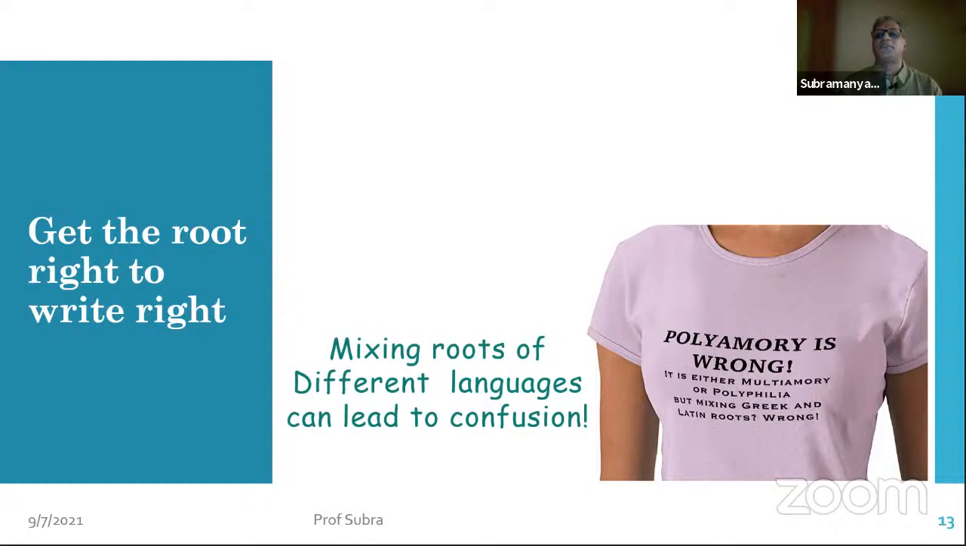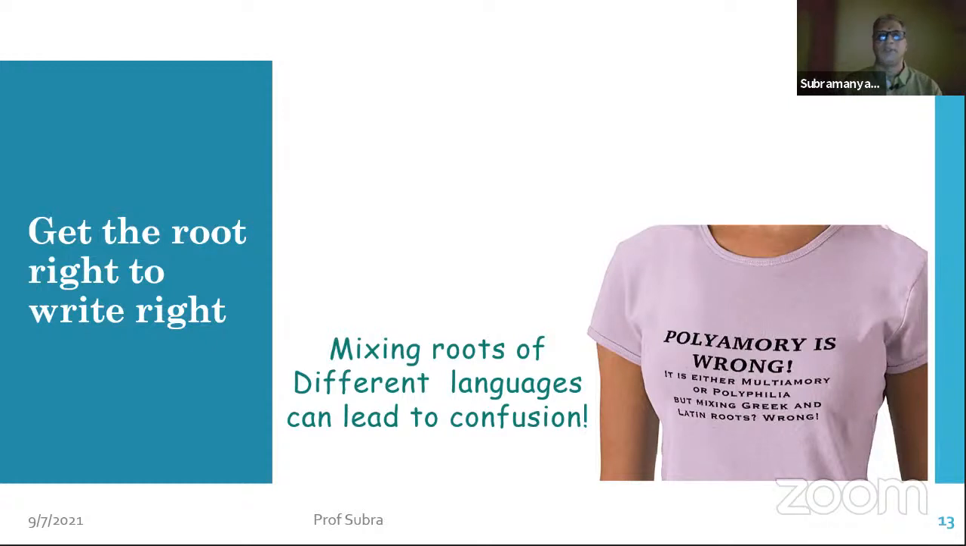So they say either it should be polyphilia, philia to love in Greek, or multi-amory, where multi is Latin, amory, amorous, for love. So multi-amory means having multiple loves, or polyphilia, the same thing in Greek. So it is mixing of roots of two different languages.